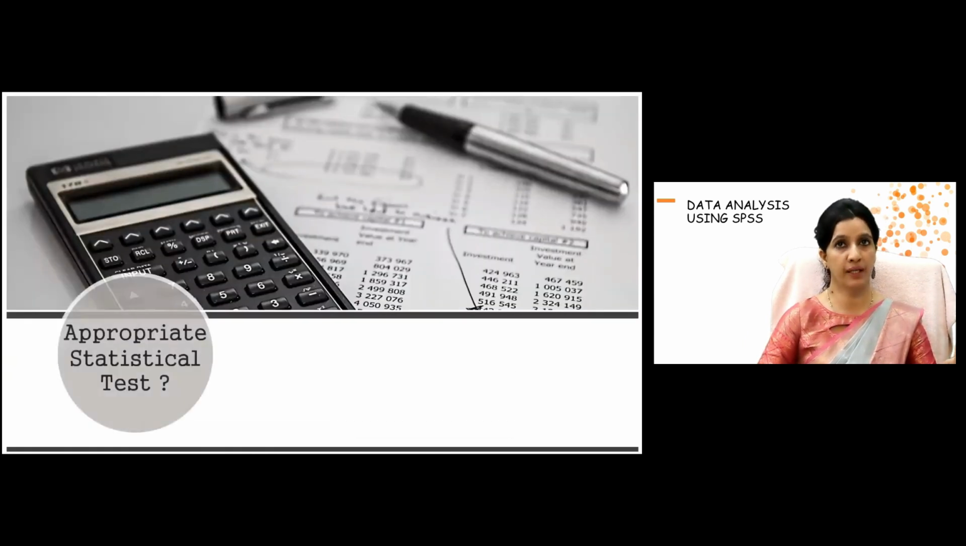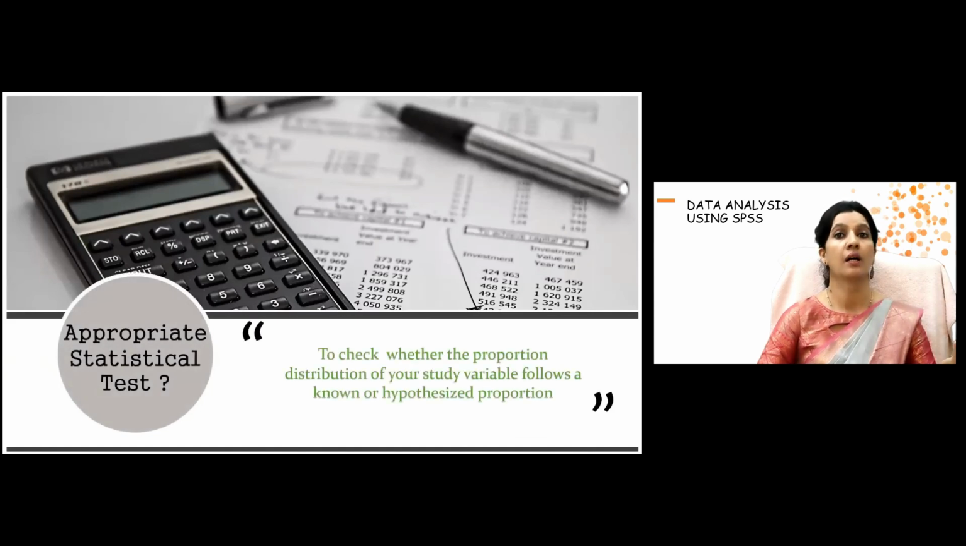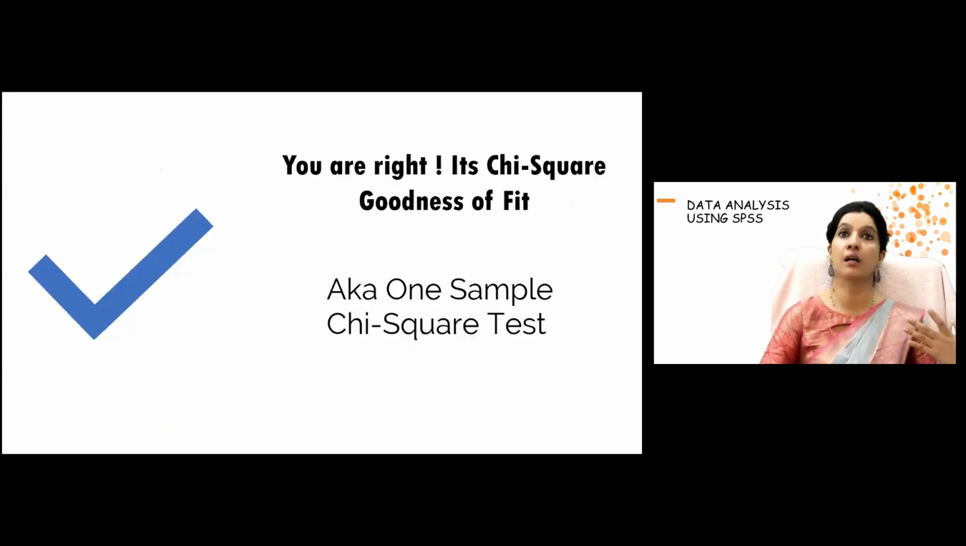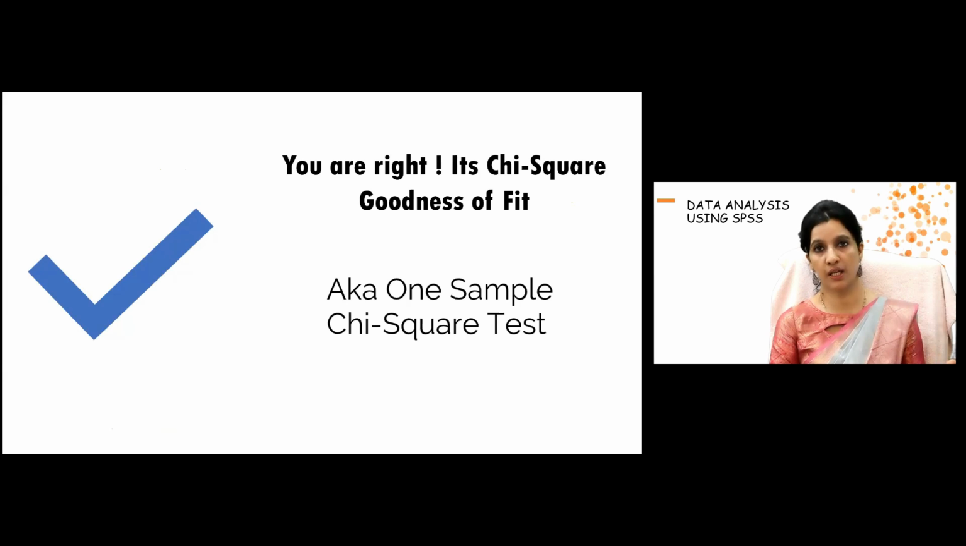So in this case, the appropriate test would be, again, we want to check whether the proportion distribution of my study variable follows a known or hypothesized proportion. Then the appropriate test would be a chi-square goodness of fit test, which is also known as the one sample chi-square test.